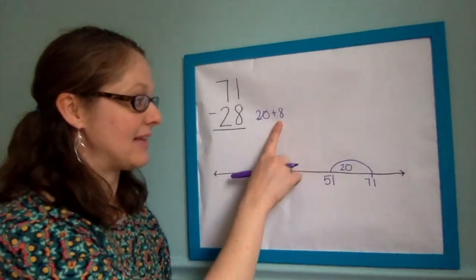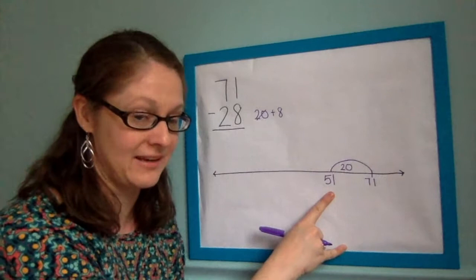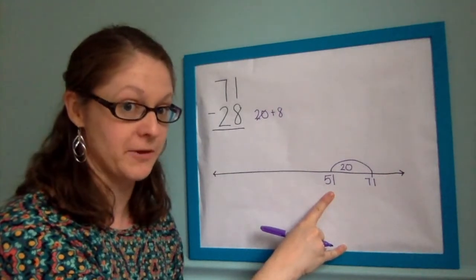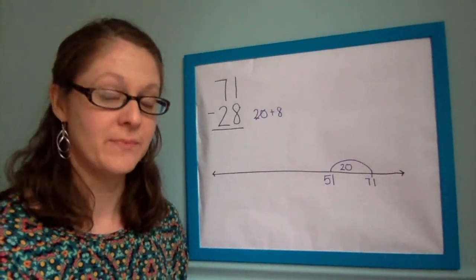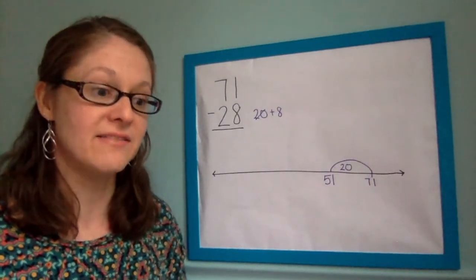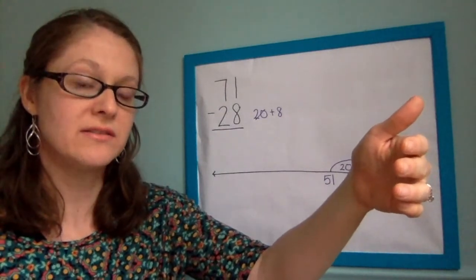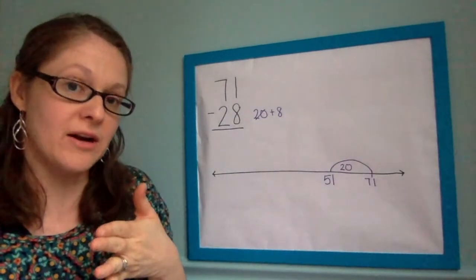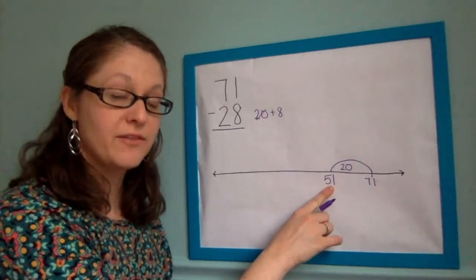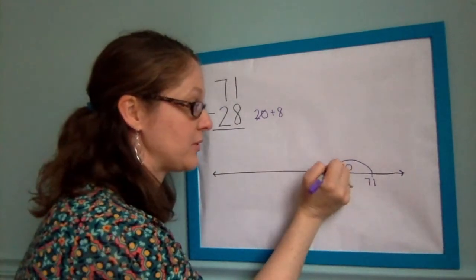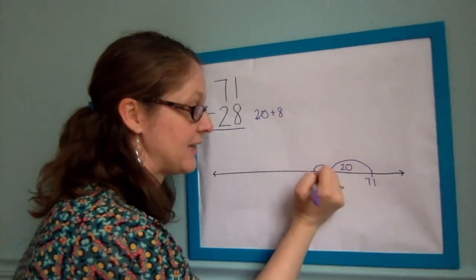Now I've got my 8 left. But 51 minus 8 is not the most convenient subtraction problem to work into. So, like in addition, I'm going to get to the 0. This time, instead of the 0 that's past our number, we're going to do the 0 that's before our number. And in this case, the 0 before 51 is 50. So I'm going to do a little tiny jump of 1, and I'm going to record that this is 50.